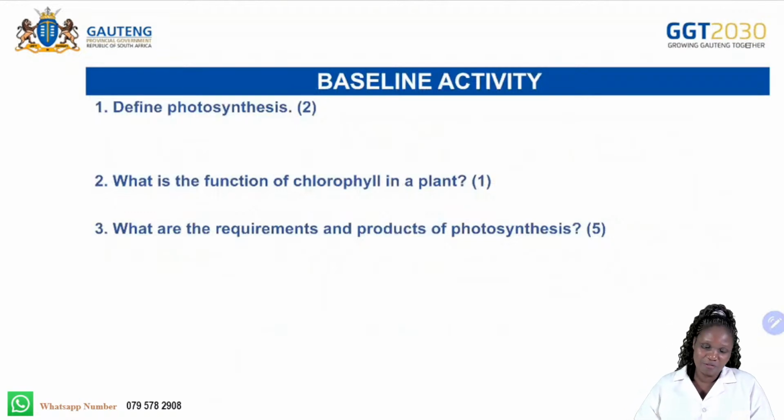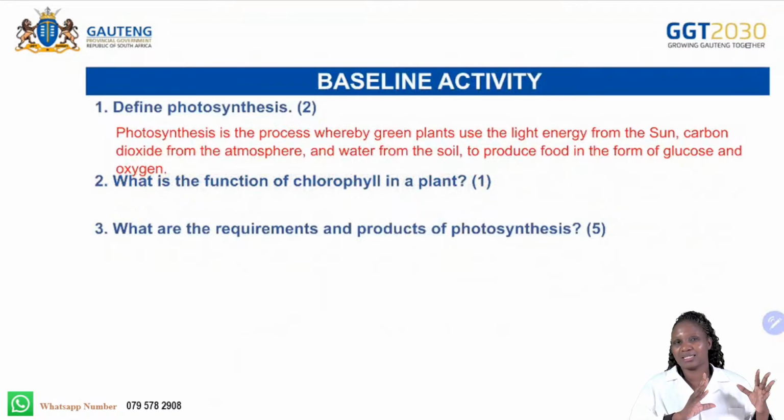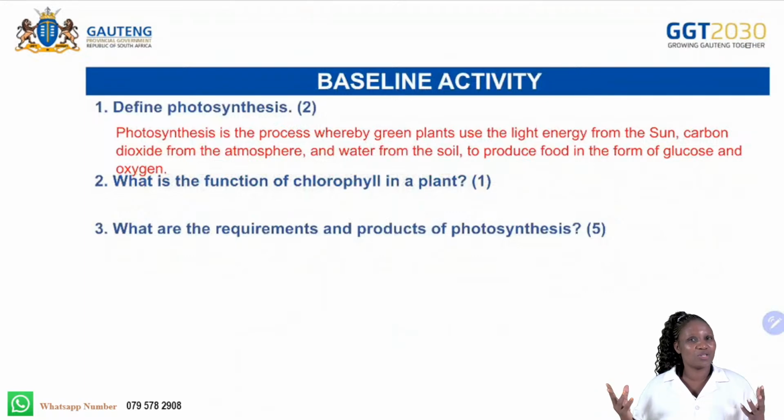Now let's solve the activity together. All right, you're going to mark your own work. The first question says define photosynthesis. When we are defining photosynthesis, remember what we said about it. The ultimate source of energy needed is the sunlight, and then carbon dioxide from the atmosphere is also needed, water from the soil is also needed, so that the plants will produce their food, right?